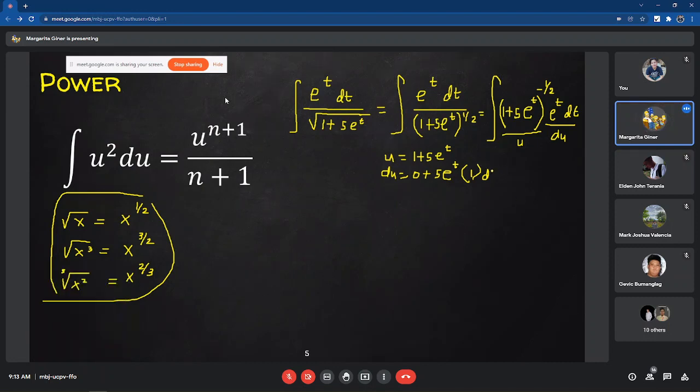So, this is dt. Okay? So, this will become 5 times 1 is equal to 5e raised to t dt. Okay, now take note that your dt here doesn't have a 5. So, to neutralize it, you put a 5. But actually, you don't need to put it in real. Let me just show you. So, times 1 is 5.